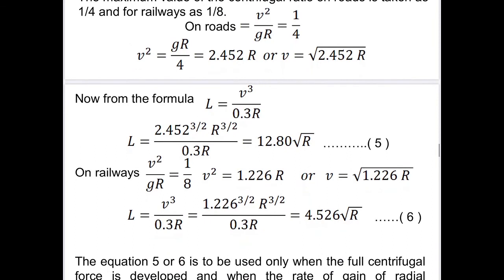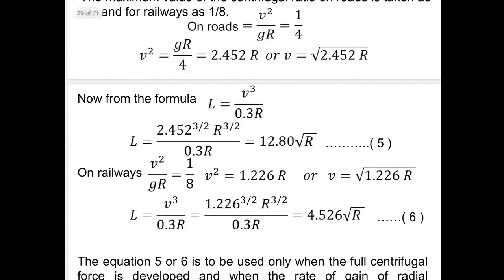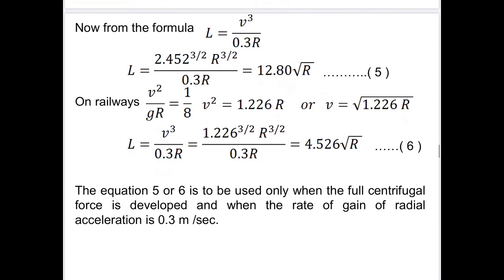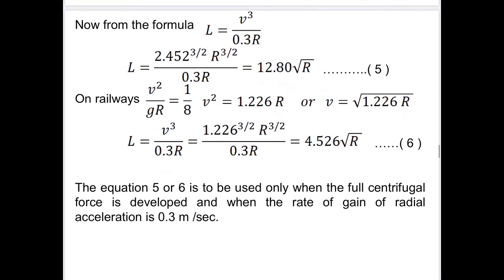And for railways, the length can be found out by using the formula L is equal to 4.526 under root r. Equations 5 and 6 are to be used only when the full centrifugal force is developed and when the rate of gain of radial acceleration is 0.3 meter per second cube. So the 5th and 6th formulas can be used when centrifugal force is developed and when the rate of gain of radial acceleration is 0.3.